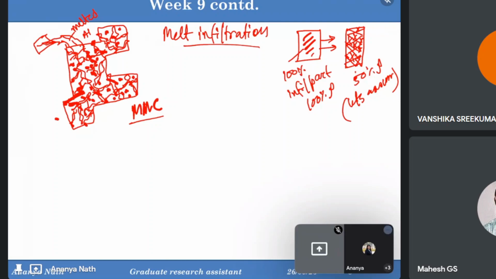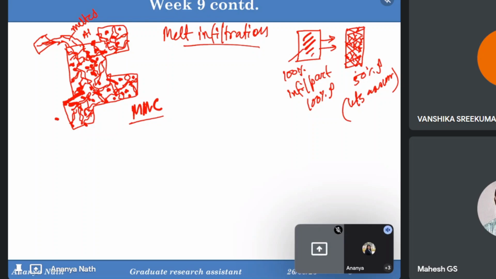You are not supposed to stir the things. You just pour the things in a proper mold. So it's good for the near net shape manufacturing of MMC. But the problem is we are just placing the preform inside the mold, so they should be self-supporting.